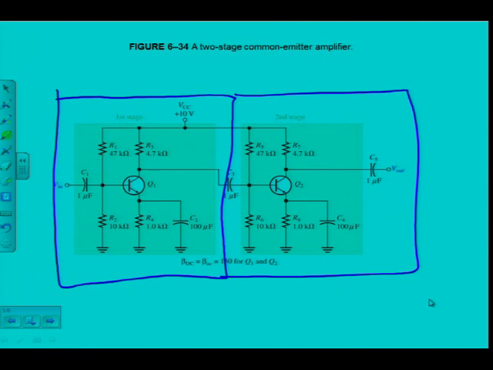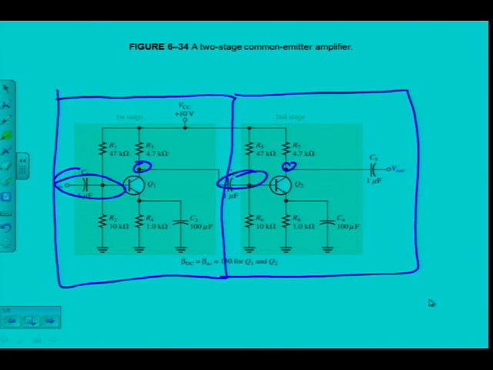How can I see that it's common emitter? Because the input is applied there at the base, output is taken at the collector. The remaining is the emitter, AC grounded. And for the second stage, the input, which is the output from the first stage, is the input for the second stage. Output again taken at the collector, and the emitter is AC grounded. Alright, so I can see I have a two-stage amplifier, and both these stages are common emitter amplifiers.